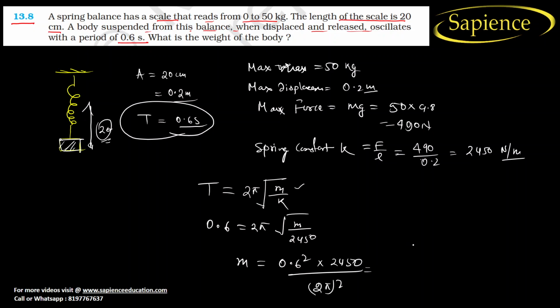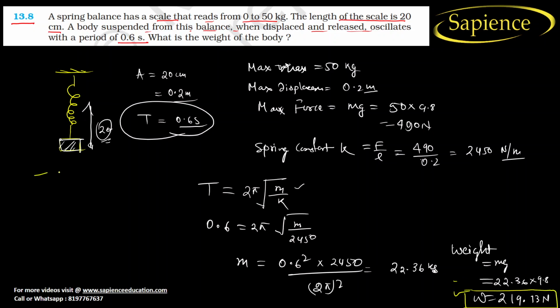So from here we can calculate it, and we will get 22.36 kg as the mass. And weight of the body will be equal to mg, so this will be 22.36 into 9.8. So finally we will get the weight as 219.13 Newton as the weight of the body. So this is our required answer. I hope you have understood the condition.